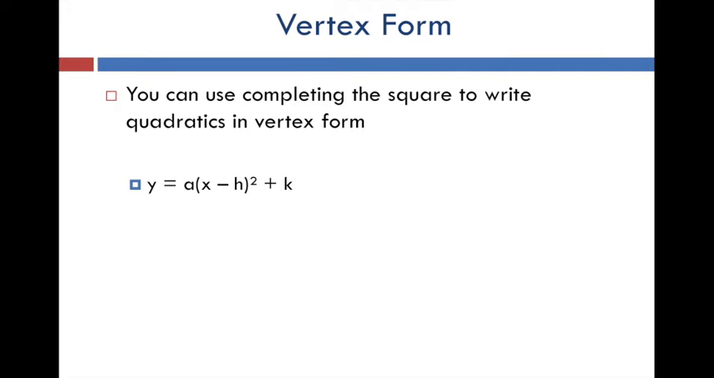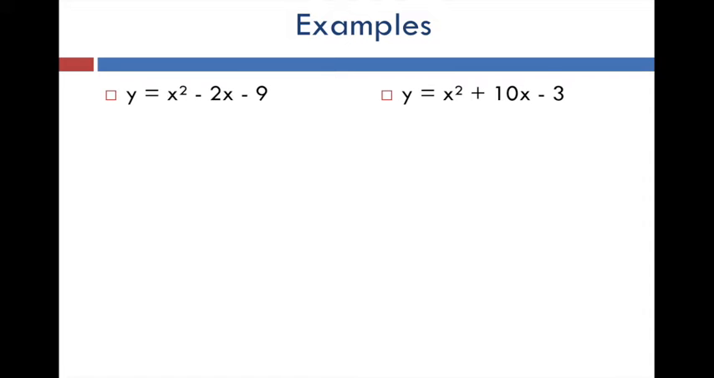You can use completing the square to write quadratics in vertex form. Remember, vertex form is y equals a, parentheses x minus h squared plus k. Okay, so the first step is to get the equation in the form ax squared plus bx equals c. So I need to add my c to the left side. So 9 will be added to both sides. So y plus 9 equals x squared minus 2x.